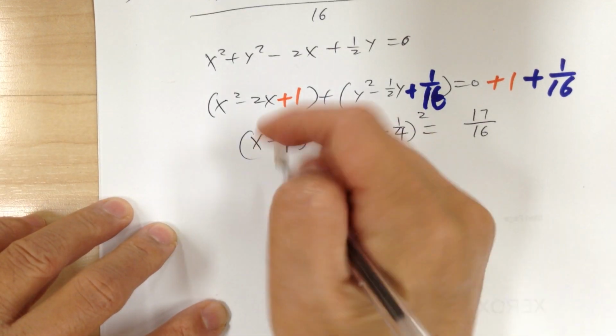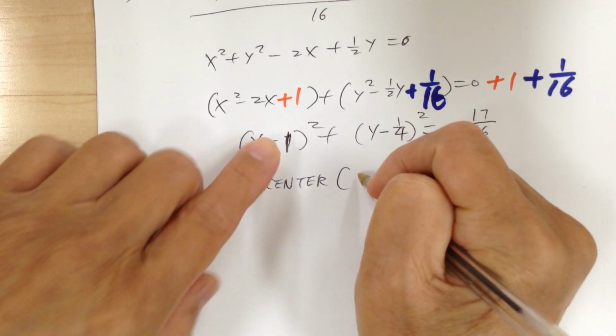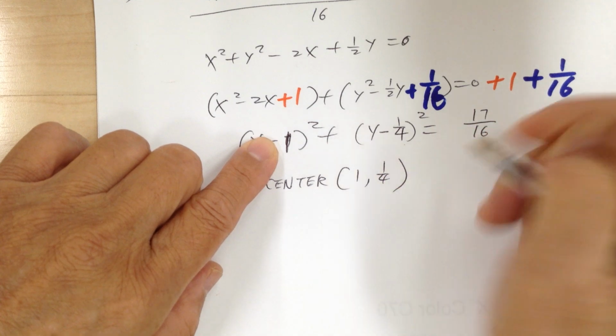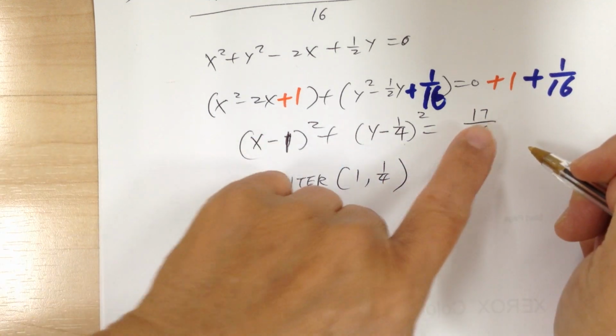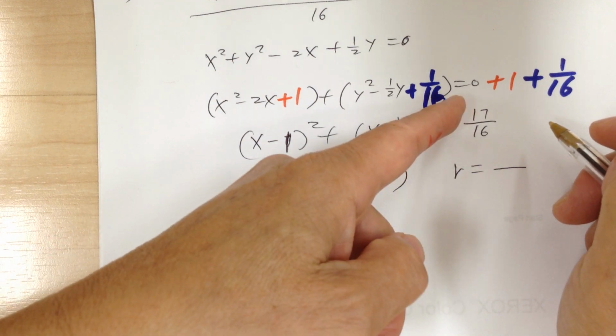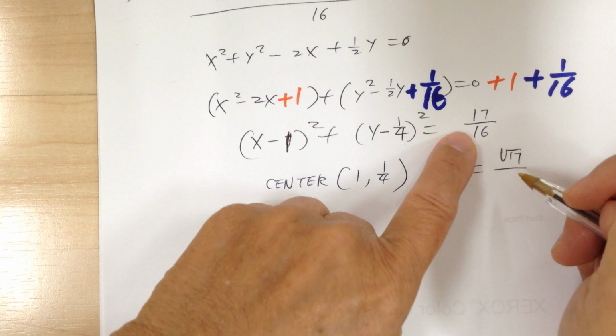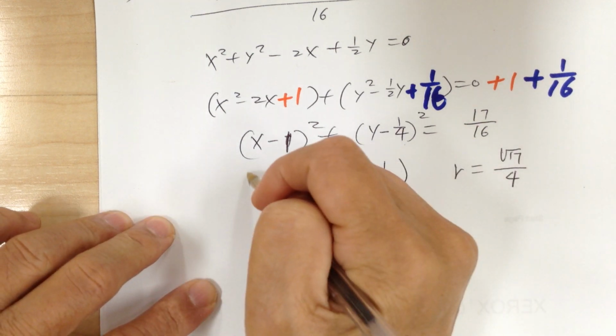Okay, so from here, your center is going to be at 1 comma 1/4. And your radius will equal, now you take the square root of that. You just do the square root of the top and the bottom separately. On top, you're going to get square root of 17. On the bottom, when you take the square root, you get 4. Okay, and that's your answer.